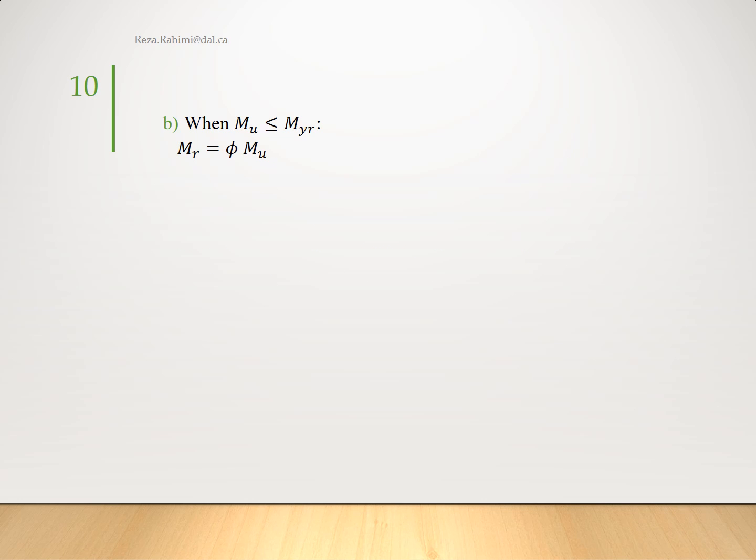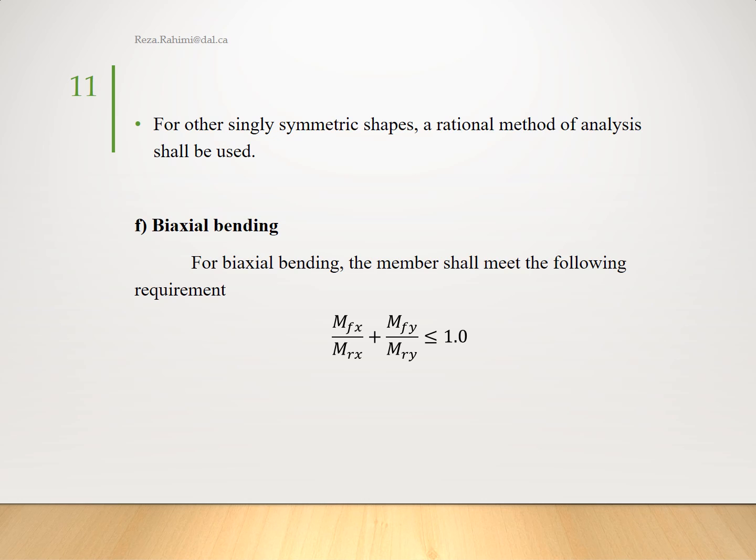We talked about Mu bigger than MYR, but what happens when Mu is lower than MYR? Then the resistance moment will be equal to phi times Mu. For other singly symmetric shapes, you have to use a rational method, and the code didn't specify any method for you. And when you have biaxial moments, you use this one.